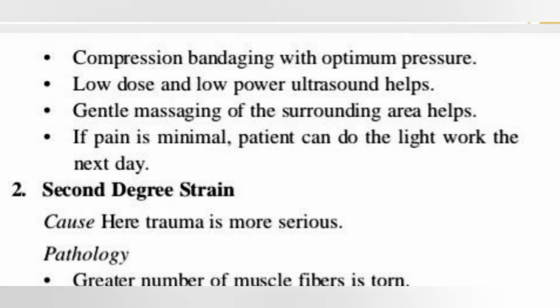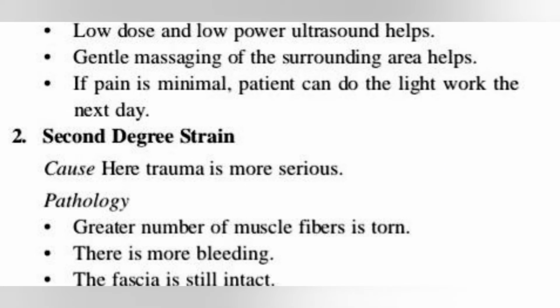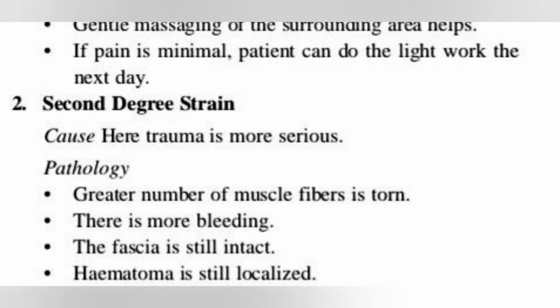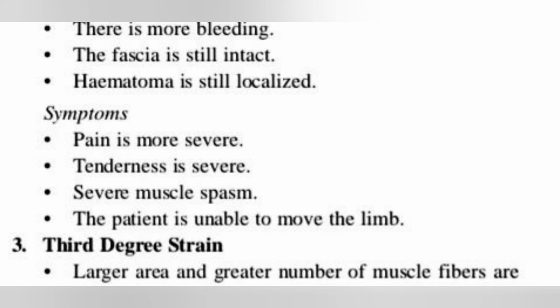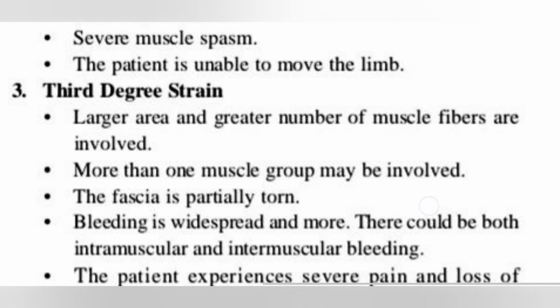Next is second degree strain. What is the cause of second degree strain? Here the trauma is more serious. Pathology: a greater number of muscle fibers are torn, there is more bleeding, the fascia is still intact, and the hematoma is still localized. The symptoms: the pain is more severe, tenderness is severe, there is severe muscle spasm, and the patient is unable to move the leg.